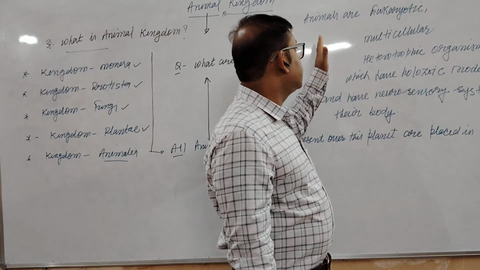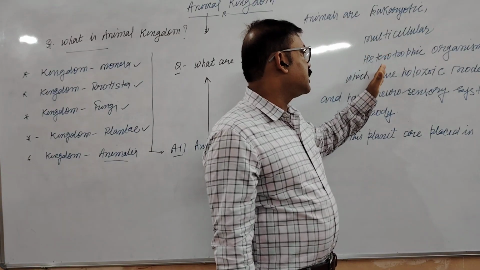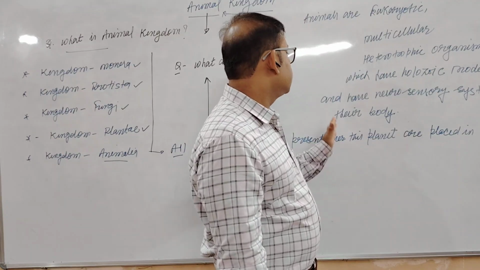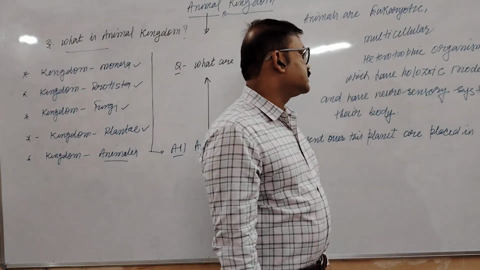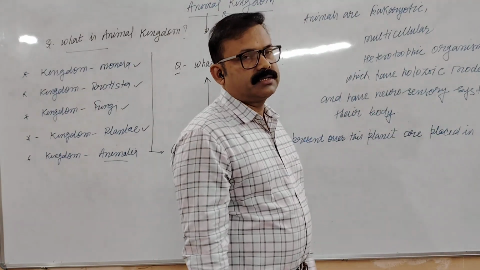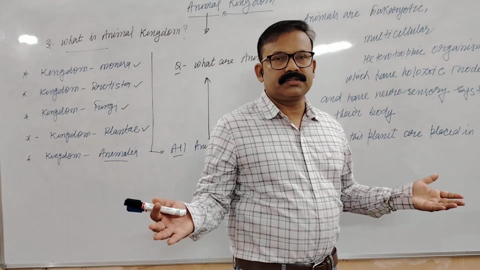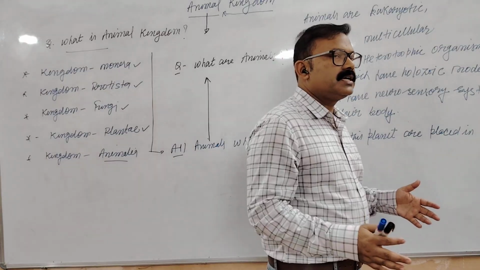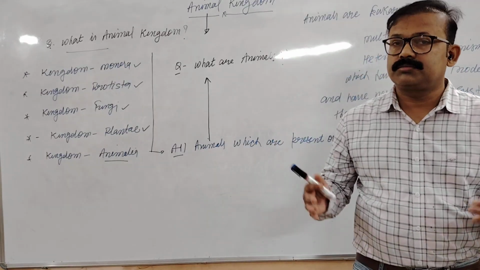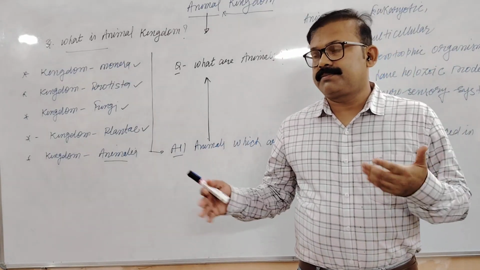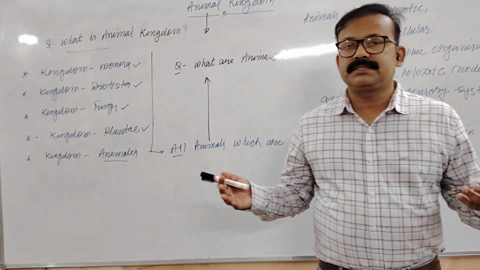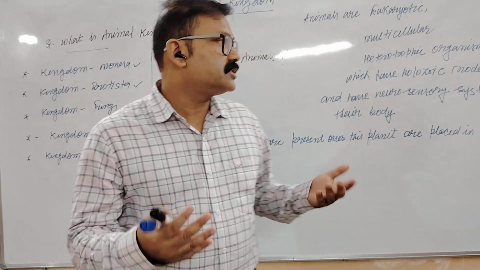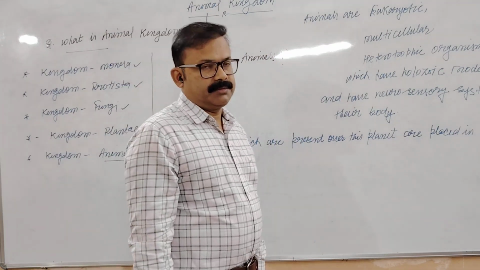So, my dear students, animals are eukaryotic multicellular heterotrophic organisms which have holozoic or ingestive mode of nutrition and have a neurosensory system in their body. I will tell you what the neurosensory system is. And parallelly, I am going to tell you that animals also move from one place to another, which means they have locomotion because they change their place. So locomotion is also present in animals.